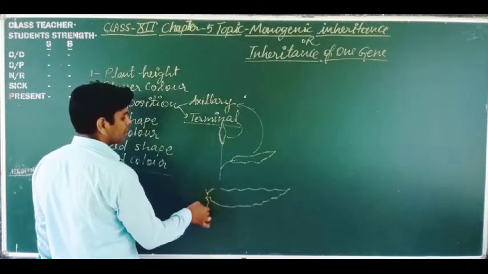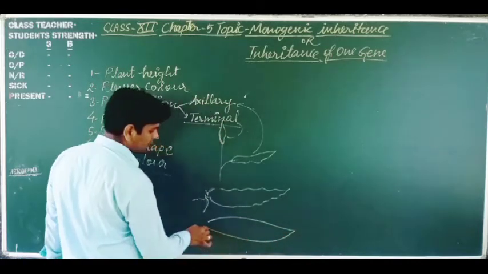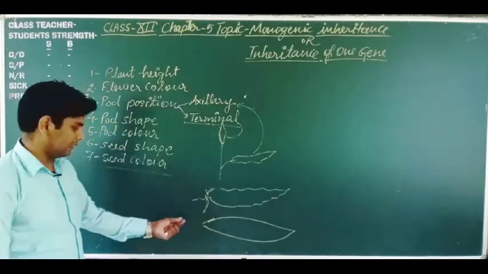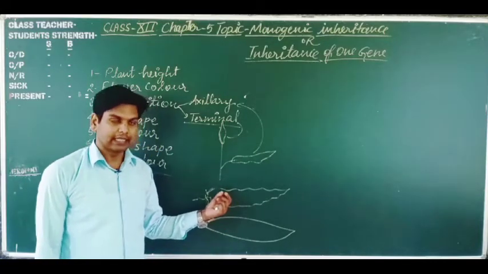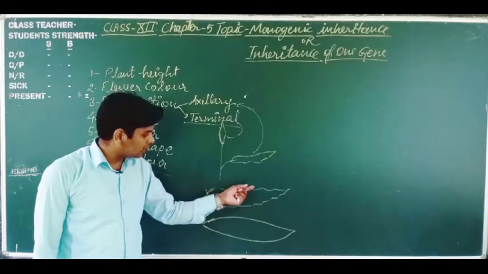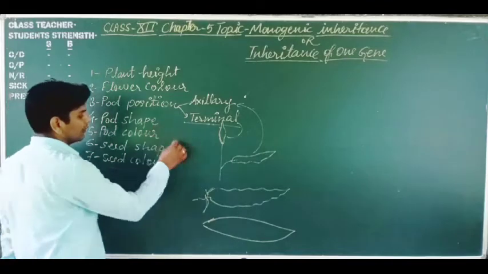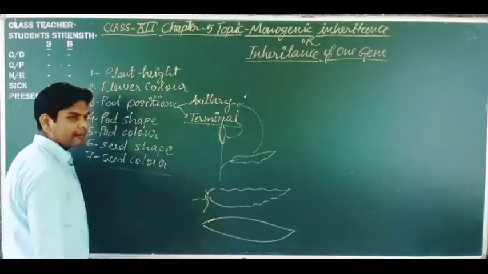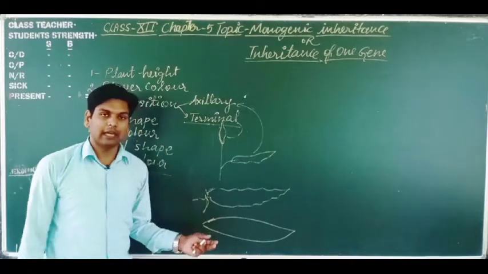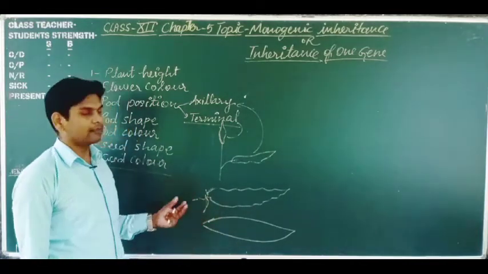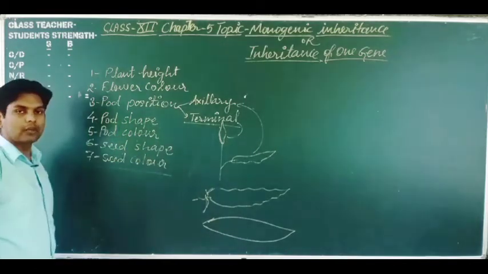Here is pod shape. Some pods are like this and some are like this. Dear students, this is the inflated or full pod and this is constricted. A number of constrictions are found on the pod surface, that is why the pod shapes are constricted and inflated or full. Pod color: sometimes pods are yellowish in color and sometimes they are green. So these are the 2 colors of pod, yellow and green.